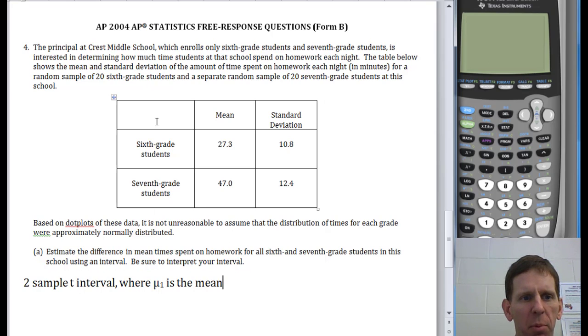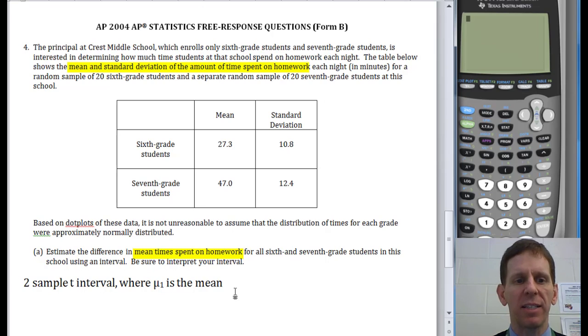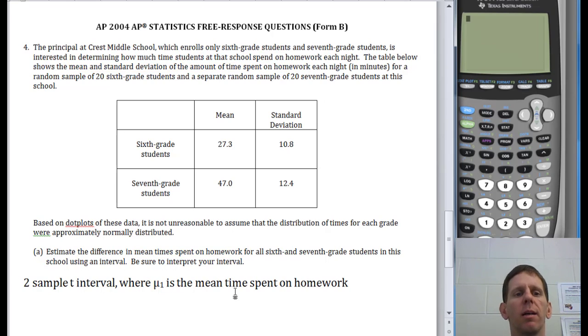Well, it says in the problem a few times, it talks about the mean amount of time spent on homework each night. We see that at the beginning. We also see it in the question. Estimate the difference in mean time spent on homework. So mu 1 is the mean time spent on homework. And then the population. Look for a sample. Our first sample is 26 6th grade students. So our population for this group must be all 6th grade students. Mu 1 is the mean time spent on homework for all 6th grade students.